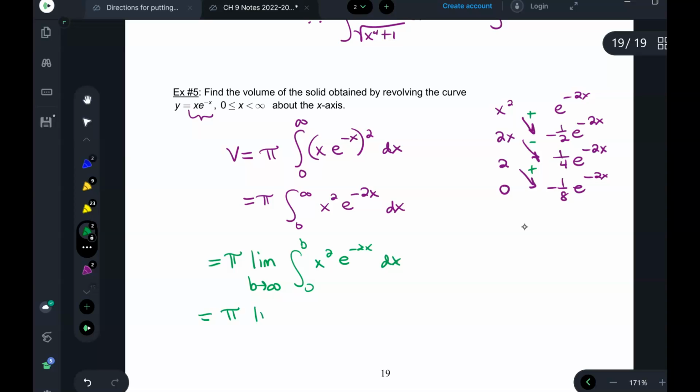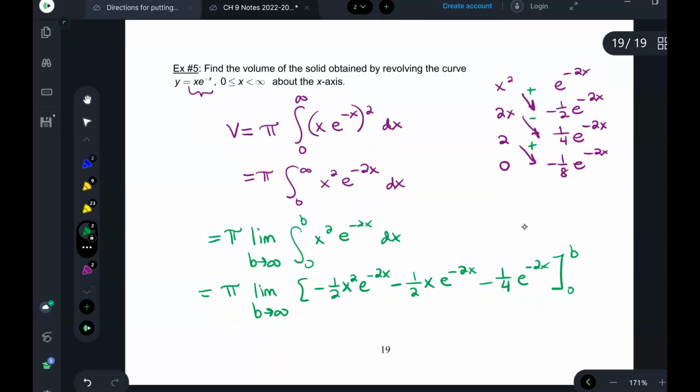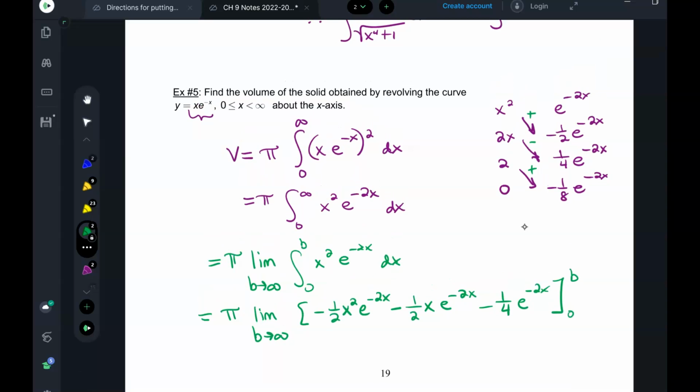Okay, so I have the limit as b approaches infinity. And now what did we get here? We got negative 1/2 x squared e to the negative 2x, then minus 1/2 x e to the negative 2x, and then minus 1/4 e to the negative 2x. And we want to evaluate this from 0 to b. I'm running out of room.